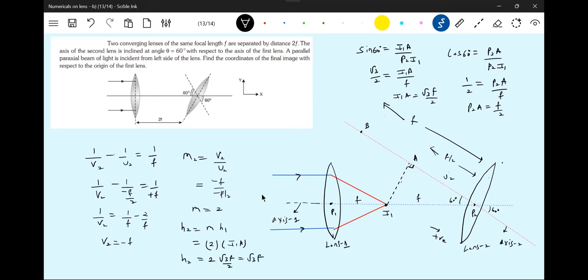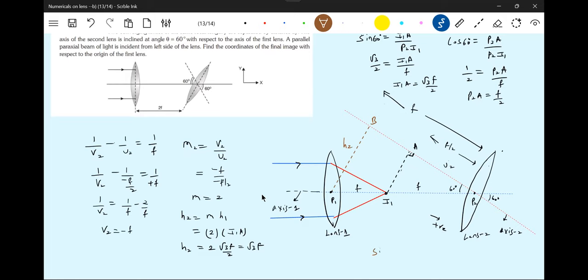Root 3 F. Find the coordinates. He's asking coordinates. Root 3F, I should measure in this direction. I will draw one line. This is B. So height of the image we know, that is H2. So we'll calculate P1B, cross-checking. We don't know where actually the image I2 is. Sine 60 is equal to P1B by P1P2. So root 3 by 2 equal to P1B by 2F. So P1B is in fact root 3F, and H2 also we got root 3F. So the final image will be here.